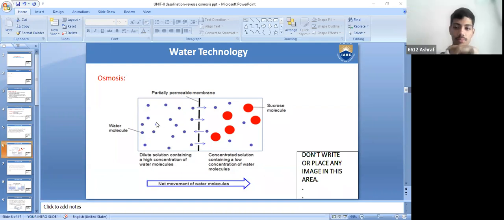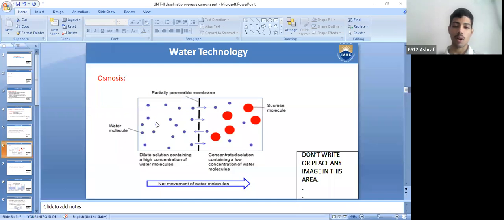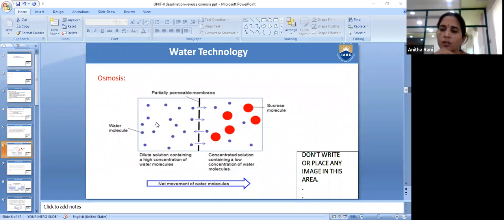Second chamber. I have taken sodium chloride in water. I have taken 1 gram of sodium chloride in water. Which is solute? Which is solvent? Solvent is water and solute is sodium chloride.